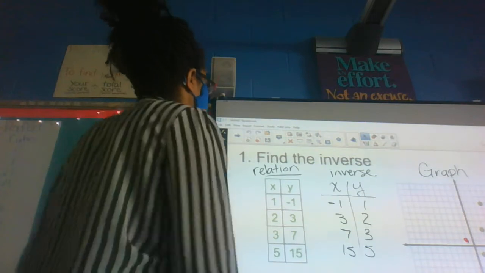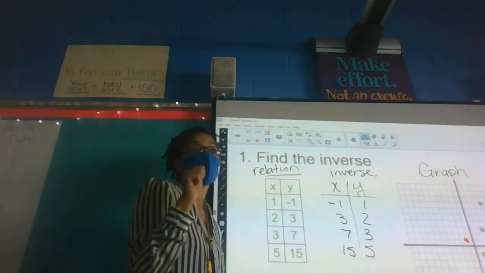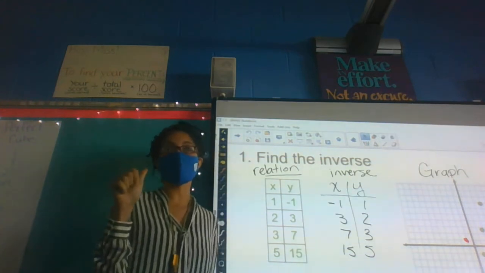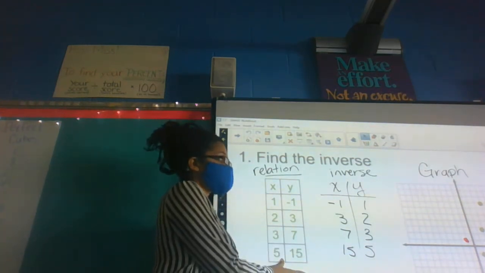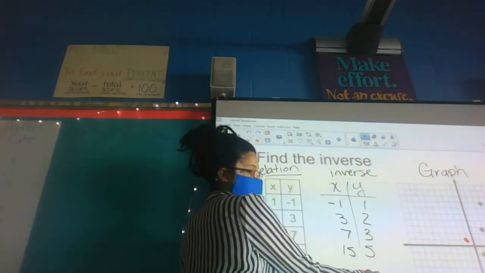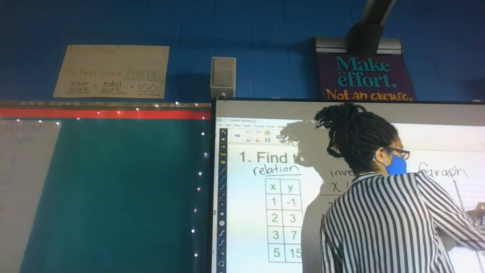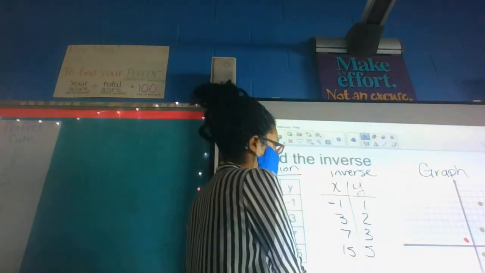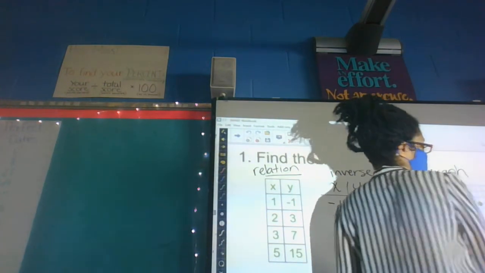Okay, so in order for you to find an inverse, again, for our equations, we switch to x and y and then we solve. For our tables, our original table, to find its inverse, we just switch the x and y values. And for our graph, if we plotted the original points, we just switch them for our inverse.